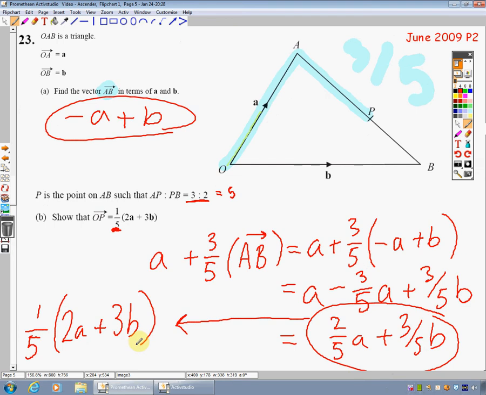And that's a very complicated part B question for vectors, so I really hope that you managed to follow that.